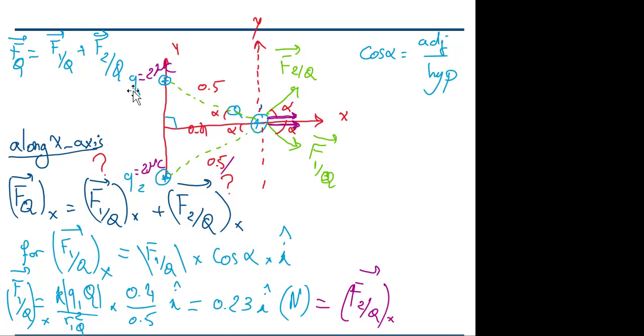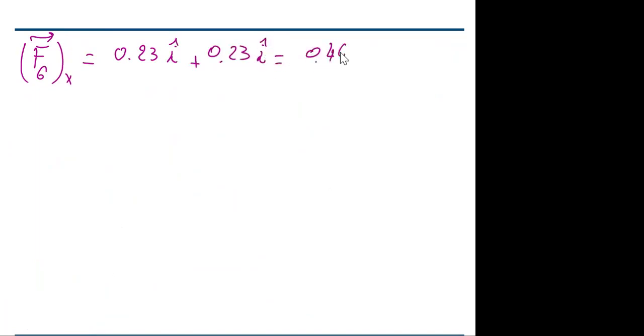Now what about FG along x? We said it's the sum of the two components. So it's 0.23i plus 0.23i also, which is equal to 0.46i Newton. This is the x component. Now let's move to the y component, along y.